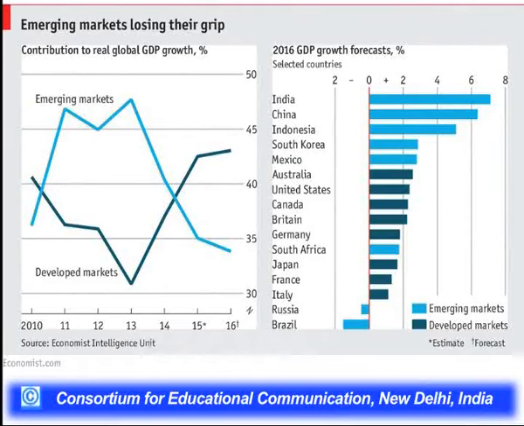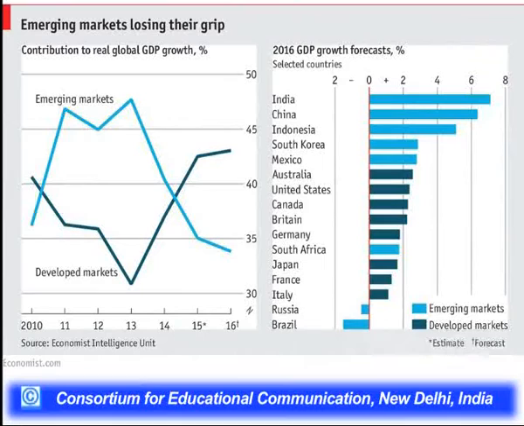First, I would like to show that if you consider the contribution to real global GDP growth, emerging markets in recent years declined very substantially. But when you consider developed markets, you can find that after 2010 there was a decline to 2013, but again a little bit of growth.